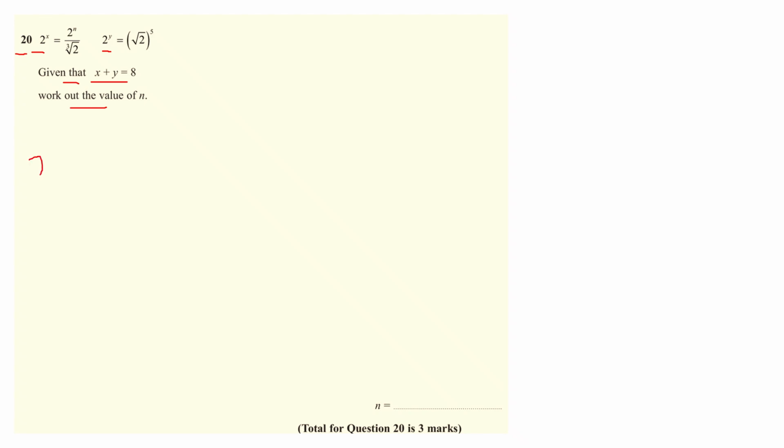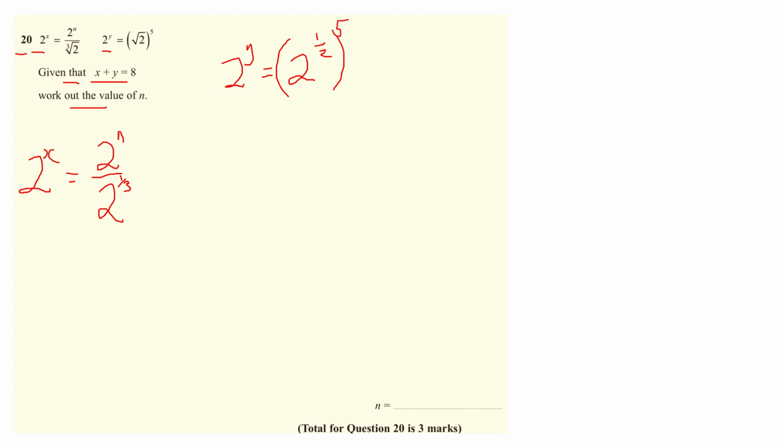So we're going to have 2 to the power of x is equal to 2 to the n over, and I can write the cube root of 2 as a power of 2, as 2 to the power of a third, because a power of a third in maths means the cube root. Now for 2 to the y, what can I do here? Well, root 2 can be written as 2 to the power of a half. So we've got 2 to the power of a half, all to the power of 5.